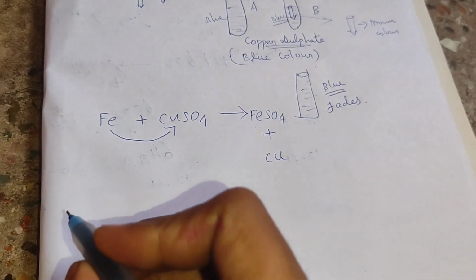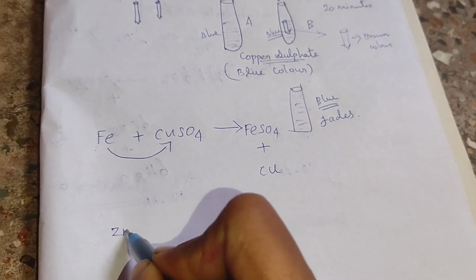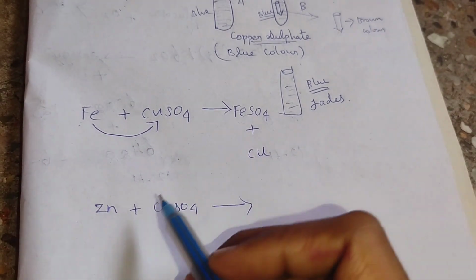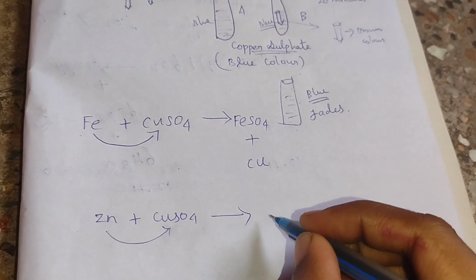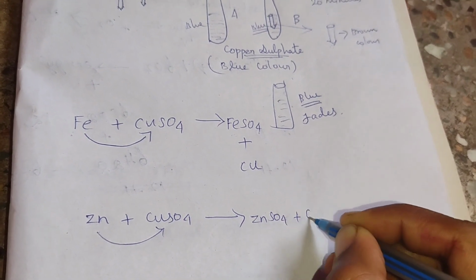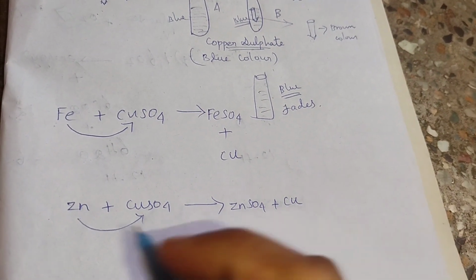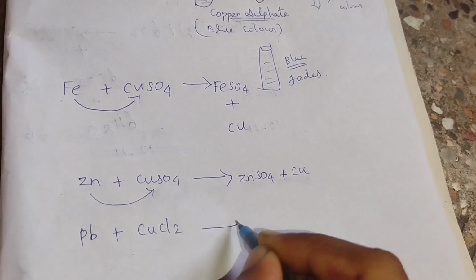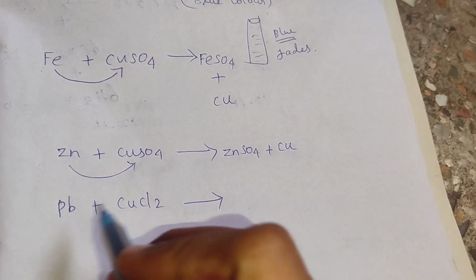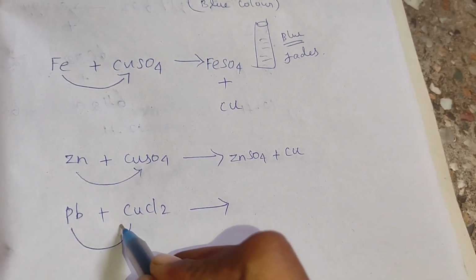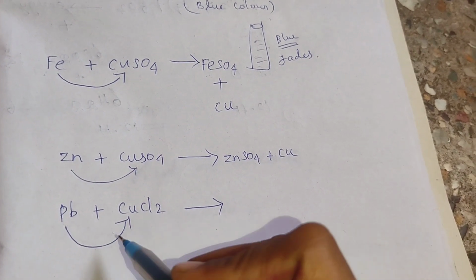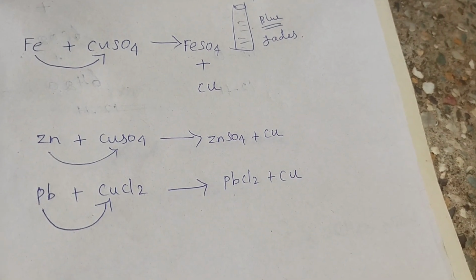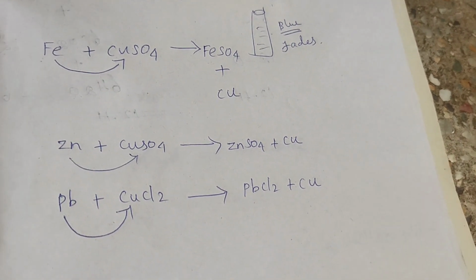Similarly, some other examples. Zinc plus copper sulfate solution also happens the same way. The zinc will displace the copper, then zinc sulfate will form, plus the displaced copper. Another example: lead plus copper chloride. The lead is going to displace the copper from the copper chloride, and lead chloride plus copper will form. So this is an example of a displacement reaction.